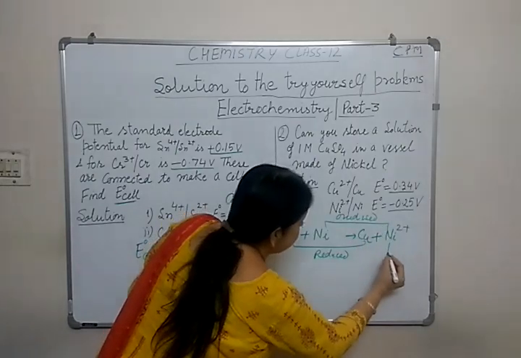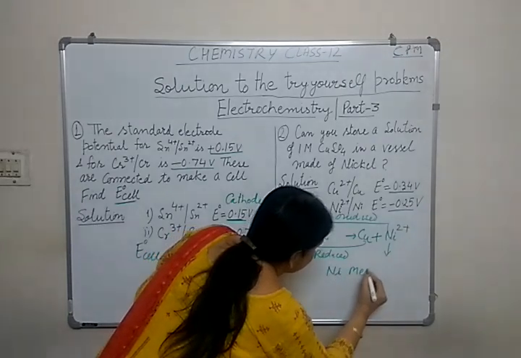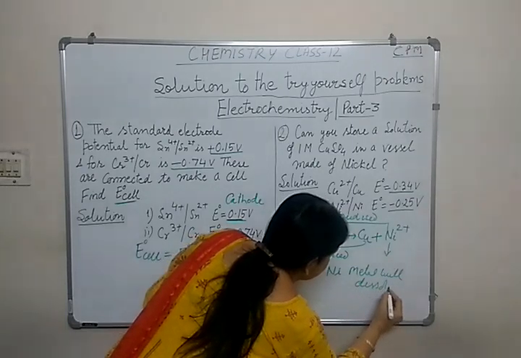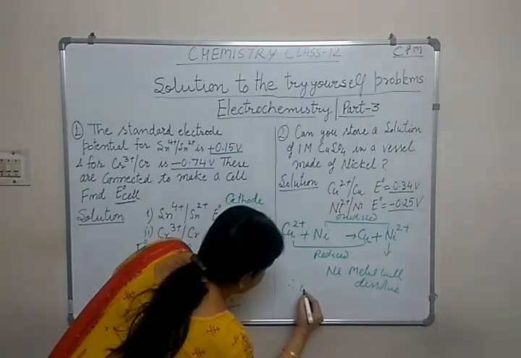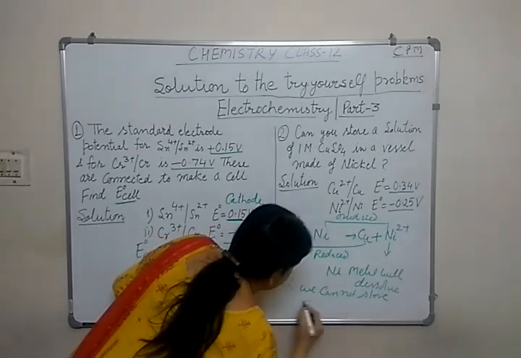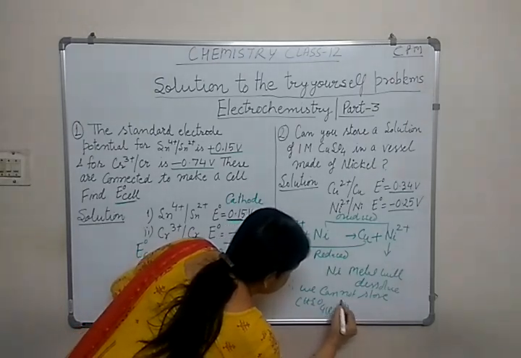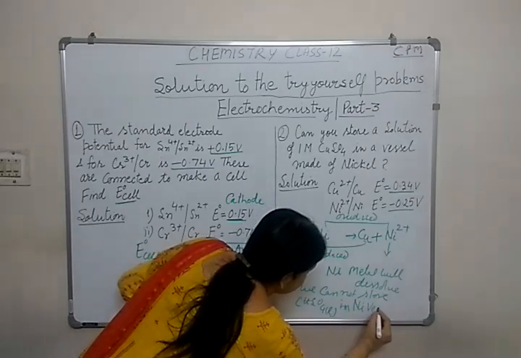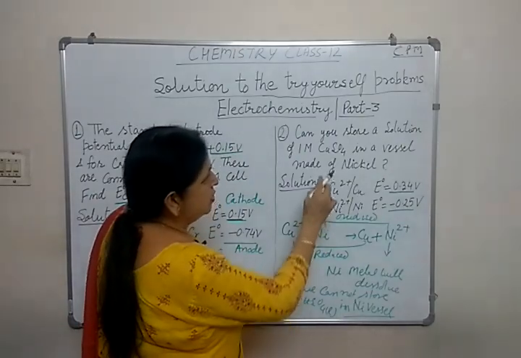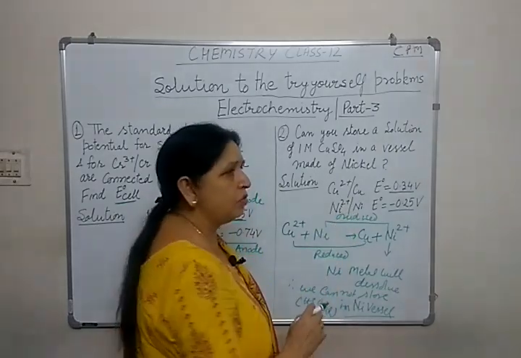As it is changing into ions, the nickel metal will dissolve. Therefore, we cannot store CuSO4 solution in a nickel vessel. So what you have to remember here is that the vessel in which the solution has to be stored should have higher reduction potential, otherwise we cannot.